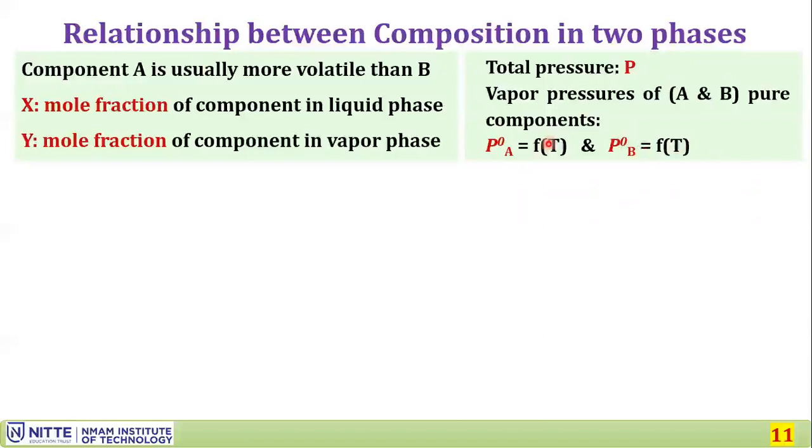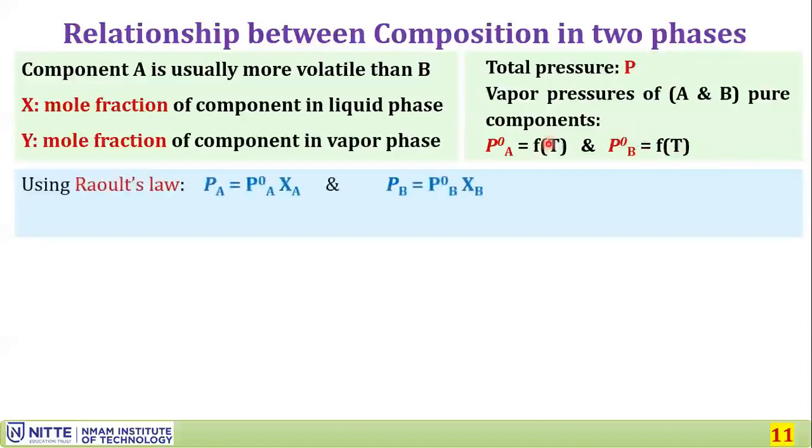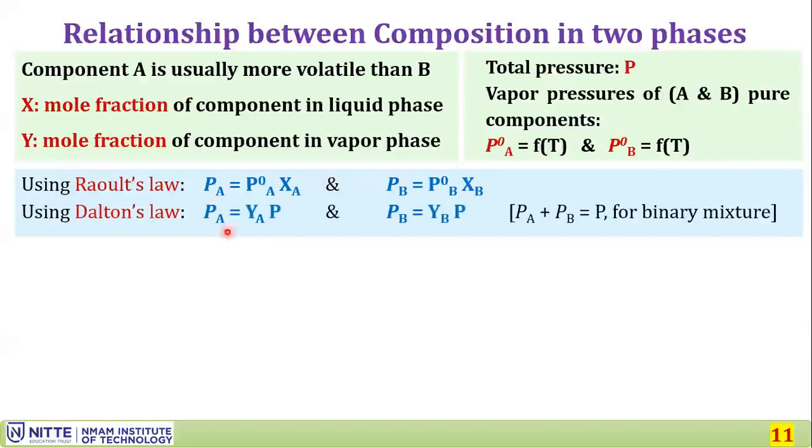So P naught is vapor pressure for A and B, and they are functions of temperature only. Then if I use Raoult's law, as I have already discussed with you, PA and PB, the partial pressures of A and B, are P naught A into XA, P naught B into XB. Now if I use Dalton's law also, the mole fraction of the vapor phase multiplied with the total pressure will be equal to the partial pressure of A. The other way of writing is PA plus PB is equal to P, for a binary mixture.